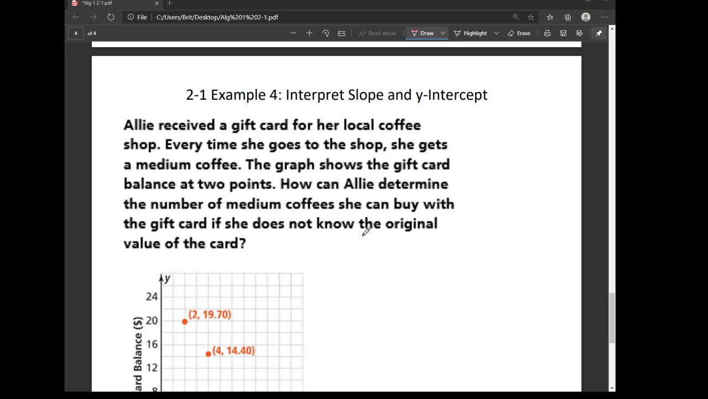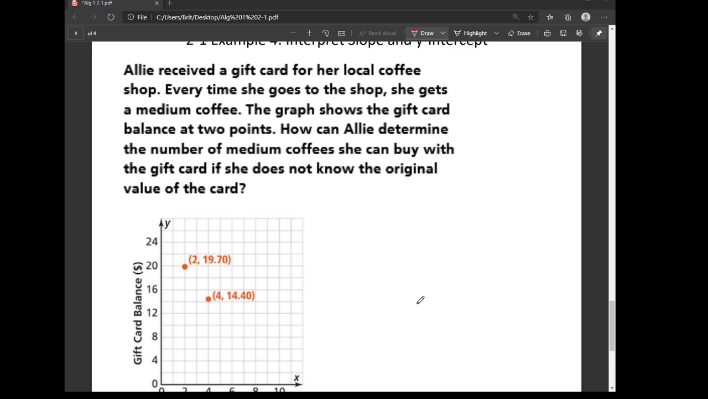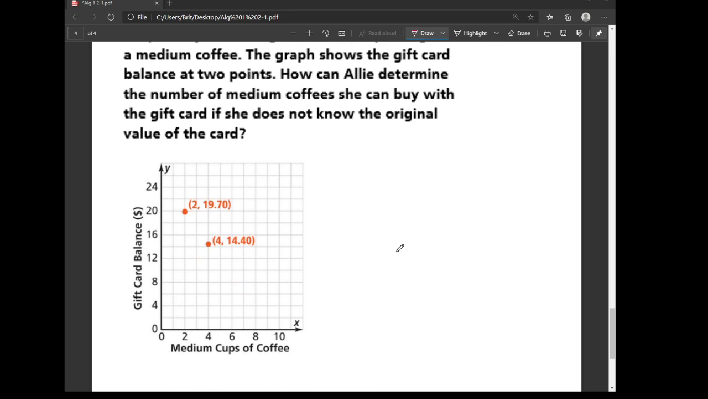In this example, we are covering a word problem involving the slope-intercept form of an equation. The word problem is talking about a girl named Allie who has a gift card from her coffee shop. Every time she goes into the shop, she gets a medium coffee. That's her regular drink. The graph below is showing a gift card balance at 2 points. And it wants to ask us, how can Allie determine the number of medium coffees that she can buy with the gift card if she does not know the original value of the card?